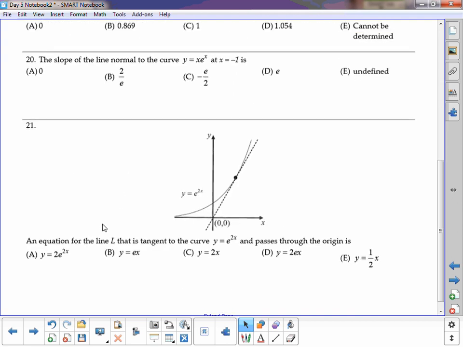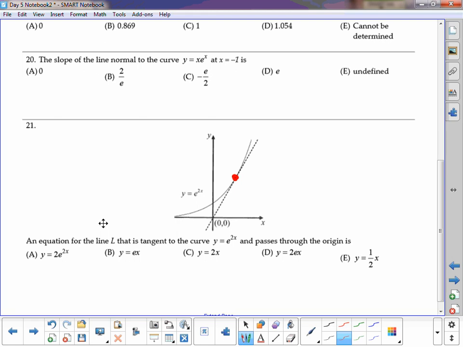Alright, number 21. So they say the equation for the line that's tangent to the curve and passes through the origin is what? Now be careful, it is tangent at some point, but also passes through the origin. Does e to the 2x go through my origin? No, so this cannot be the point at which it is tangent. The origin does not fall on my graph itself, so it cannot be the point at which it's tangent. So this, as they showed in the picture here, is our point at which it's tangent.